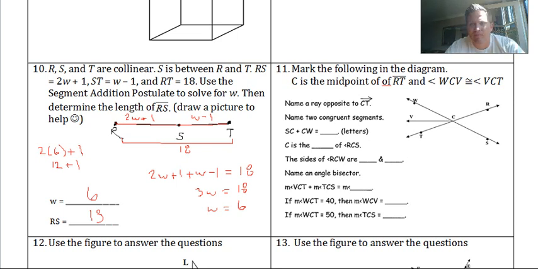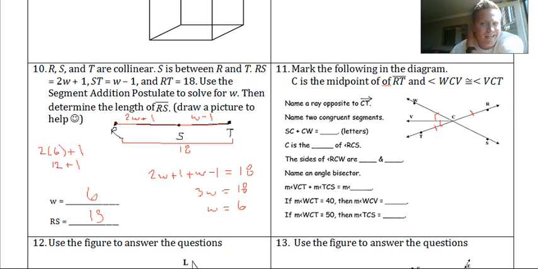Okay? Alright, so here we go. It says name a ray. So first of all, it says mark the following in the diagram. C is the midpoint of RT. So here's RT, C is the midpoint. So let's just mark it like this. So we know this is a midpoint, so those have to be congruent. And it tells me that angle WCV is congruent with these two. So these two angles right here are also congruent. That's what it tells me. So if I was marking these, I know that these two angles are the same because it told me that. And it told me it's the midpoint, so those are the same.